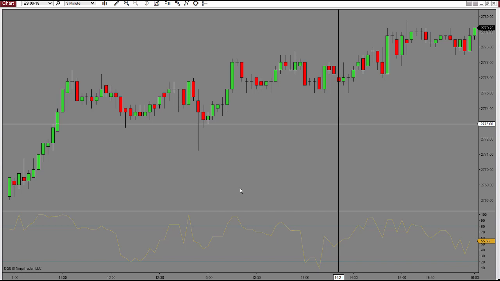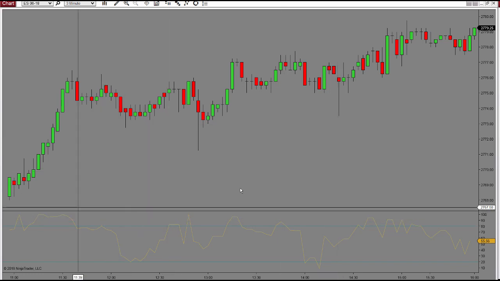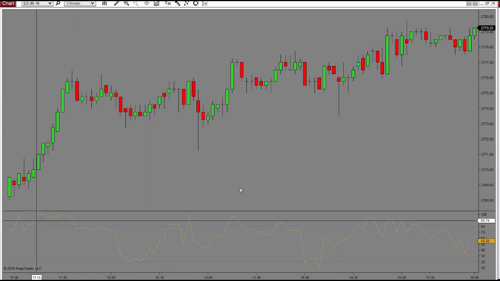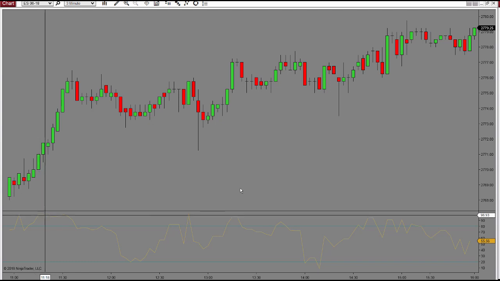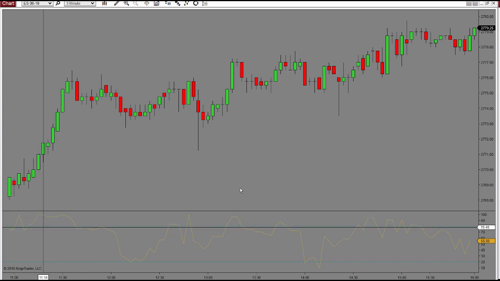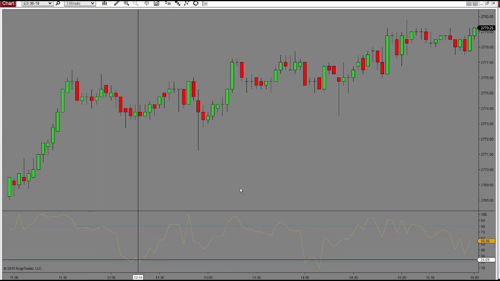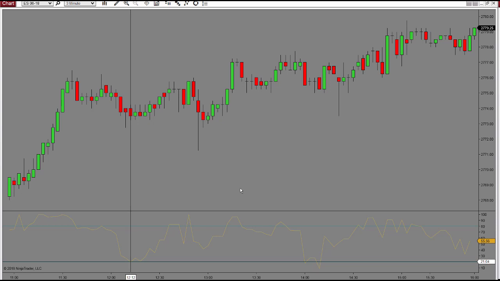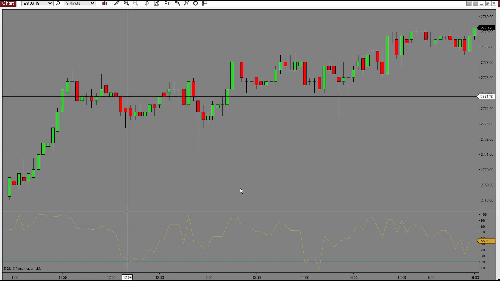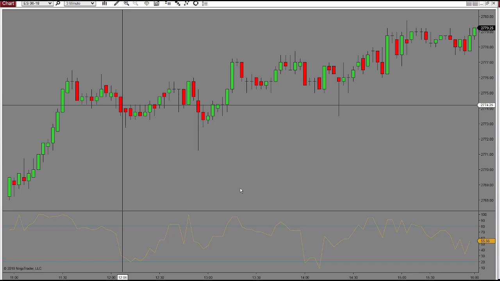A lot of us use stochastic to measure if a stock or instrument, whatever it is that you're trading, is overbought, meaning that it's above this top line, which represents 80, or if it's oversold, meaning that it's below this 20 line down here. Well, that is a correct way to use stochastic, but here's the issue.